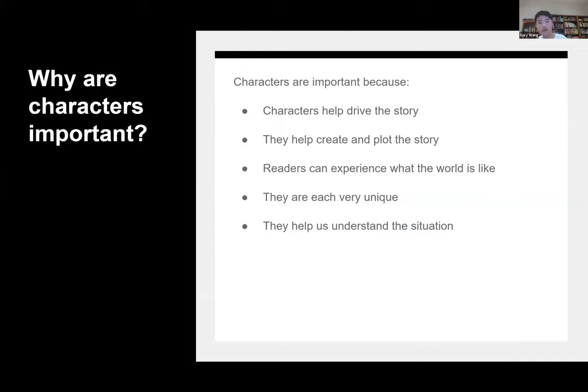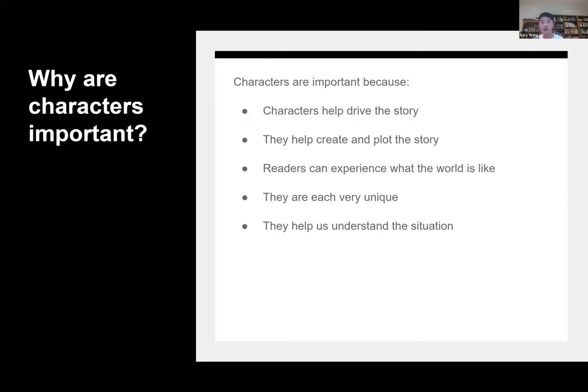Characters help drive the story. Just like Olivia and Mason said, these characters help perform actions, and these actions drive the story. Let's say Superman shoots a laser beam at Batman. That's an action and it helps drive the story because Batman is going to get mad back and they're going to fight. And they can also create and plot the story. If Batman shoots Superman with a laser beam, Superman is going to fight back. And this is the plot of the story. Perhaps they're having an argument, which is helping create the story.